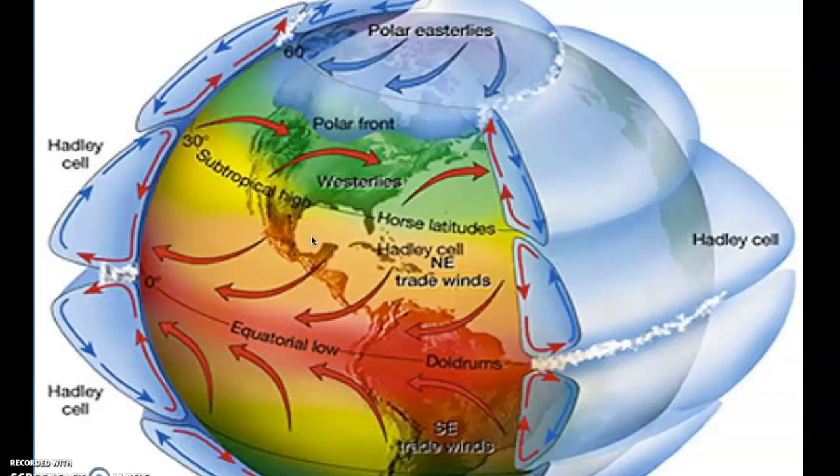All right, so this picture here shows you the different wind patterns and also the wind cells. You can see here, these are the trade winds here and here, and those are due to the Earth rotating on its axis. So that is climate.